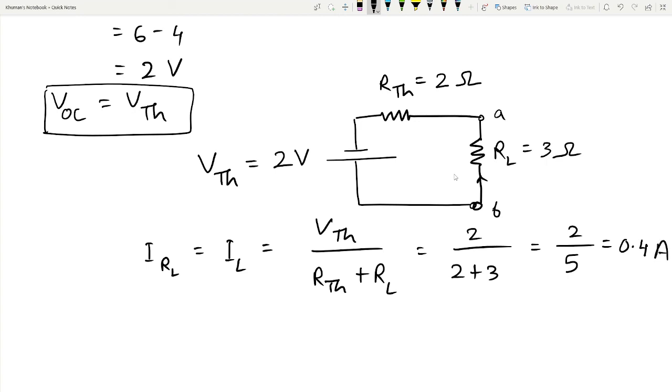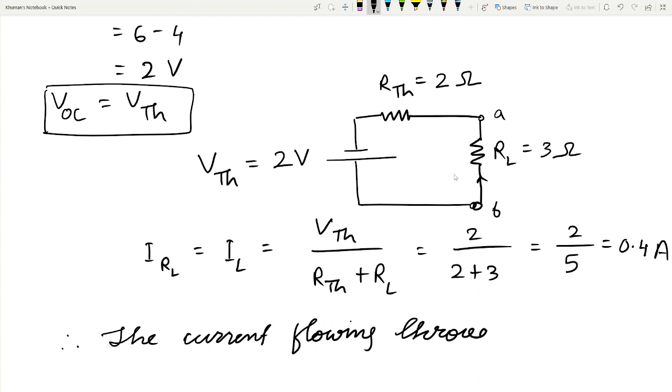Okay, therefore the current flowing through the 3 ohm resistor is 0.4 ampere. Okay, like this we can find out the current flowing through any branch or any resistor by applying Thevenin theorem.